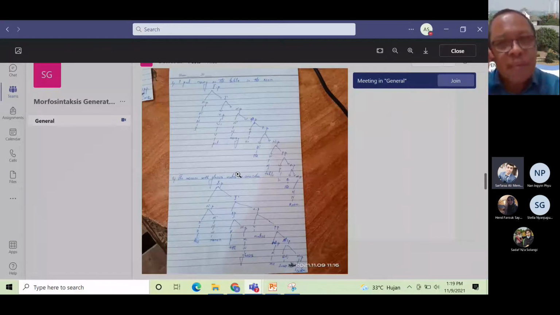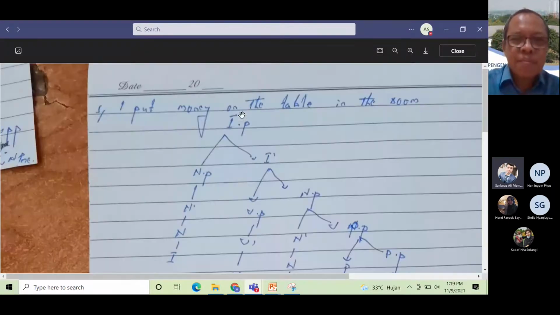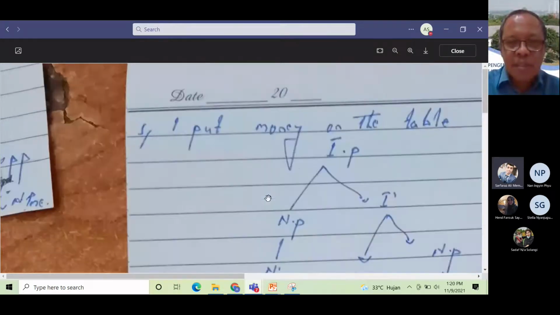I put money on the table in the room. Okay. For IP, it's okay. You have NP and I bar, and I bar splits into I and ... Okay, for I bar, you cannot divide it into two parts. I bar, okay. What is it? Is it PP? Yes, sir. It's VP.